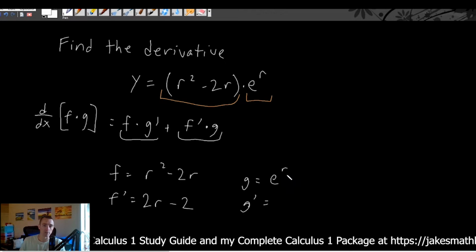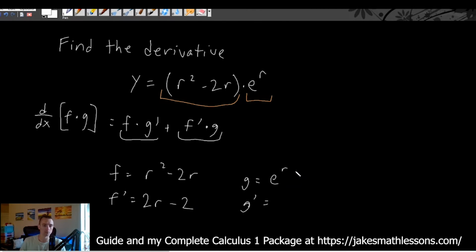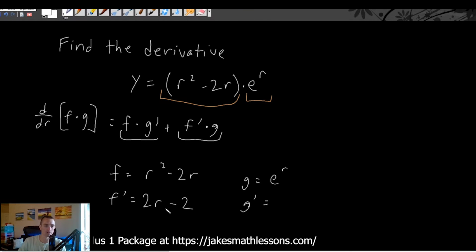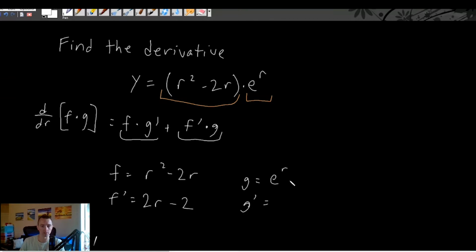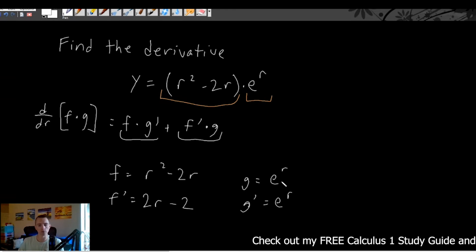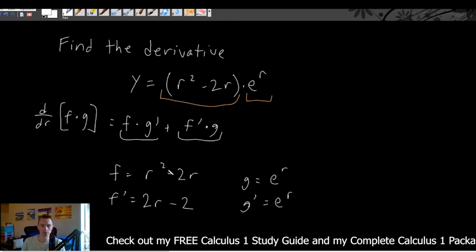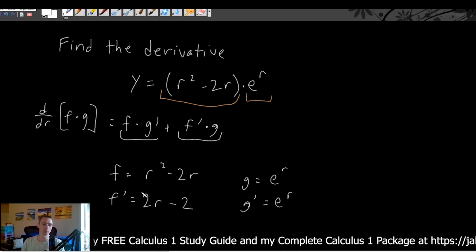Then we need to find the derivative of e to the r. Well, in this case, r is our variable. So I guess I shouldn't have said d dx. Let's think of this as d dr, because that's really what we're finding here. We're treating r as our variable instead of x. So the derivative of e to whatever your variable is, the derivative of e to the r in this case, is just e to the r, right? E to your variable, specifically this base e, which is roughly 2.71, is a very unique function because it is its own derivative. So as a result, g and g prime are both going to be e to the r.